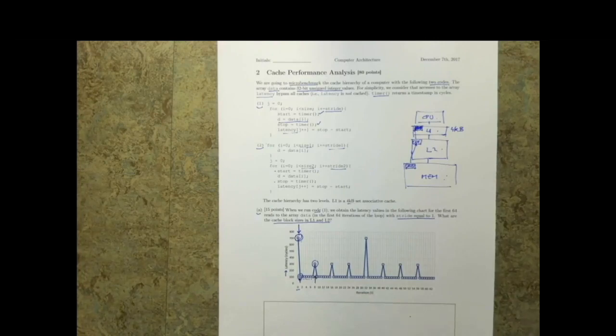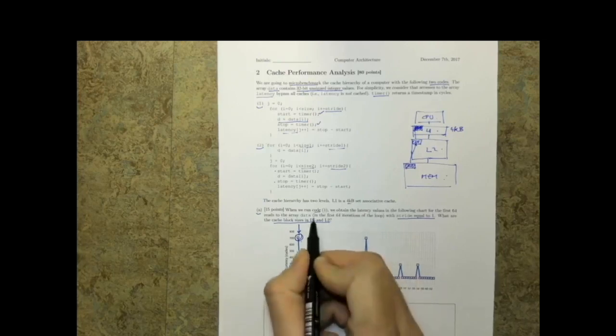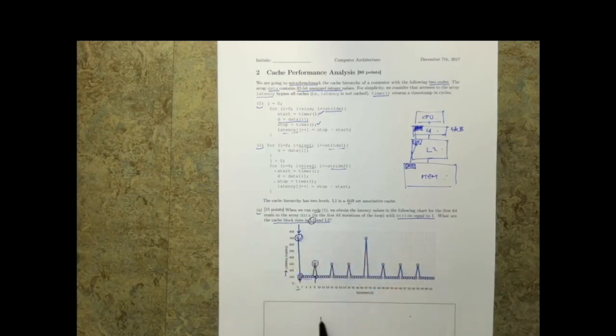So this gives us the answer, at least for the cache block size in L1, which, for 8 memory accesses, is 32 bytes. So in L1, we are using blocks of 32 bytes.